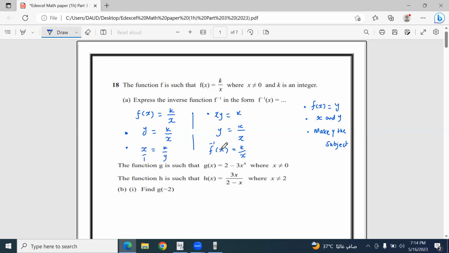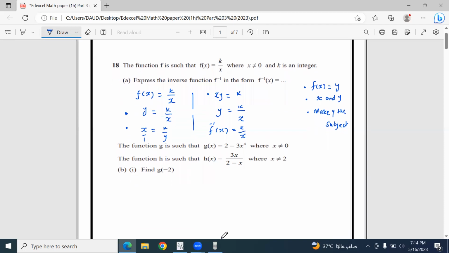Next, the function g is such that g of x equals 2 minus 3x power 4, where x is not equal to 0. Why are they writing x not equal to 0? If x is equal to 0, it's not possible at that point. And the function h is such that h of x is equal to 3x over 2 minus x, again where x is not equal to 2.